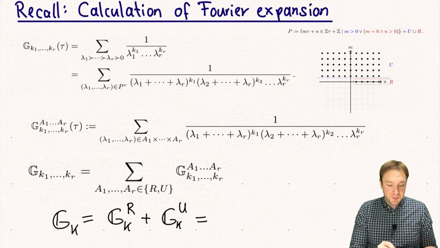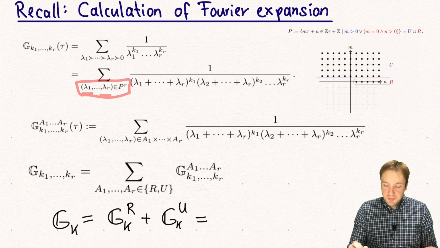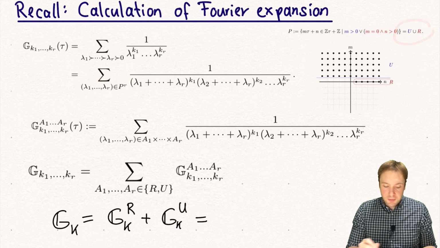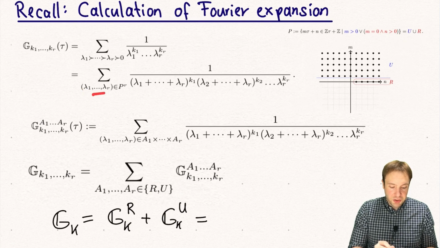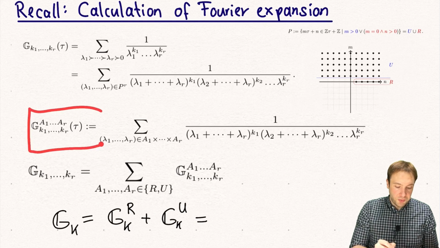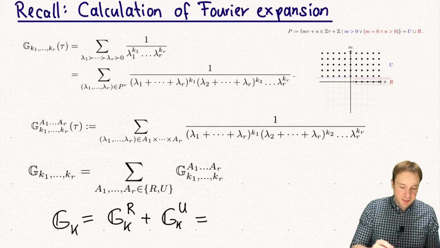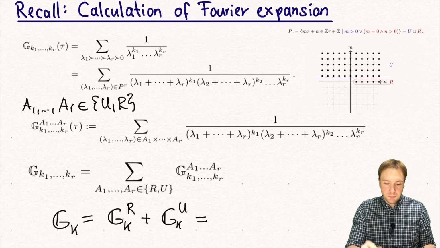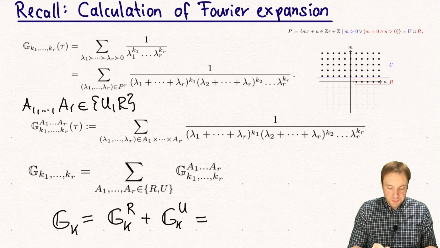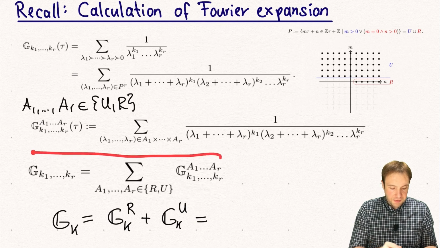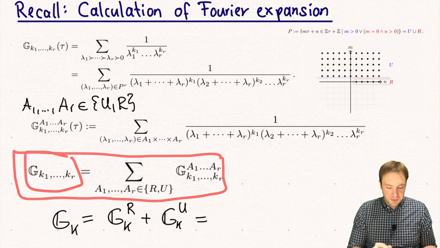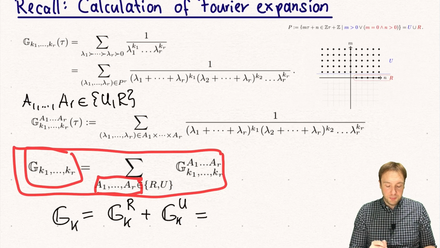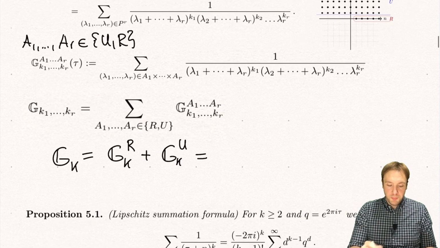And then we could distinguish the different cases where these lambdas are in. So this P is a union of the set U and R. And therefore this lambda j could be either in U or R. And therefore we introduce this notation here, this g a1 up to ar, where these a1 up to ar are either R or U. And this just means that lambda j is in the set aj. And then clearly we get back the multiple Eisenstein series if we sum over all possible choices of these a1 up to ar.